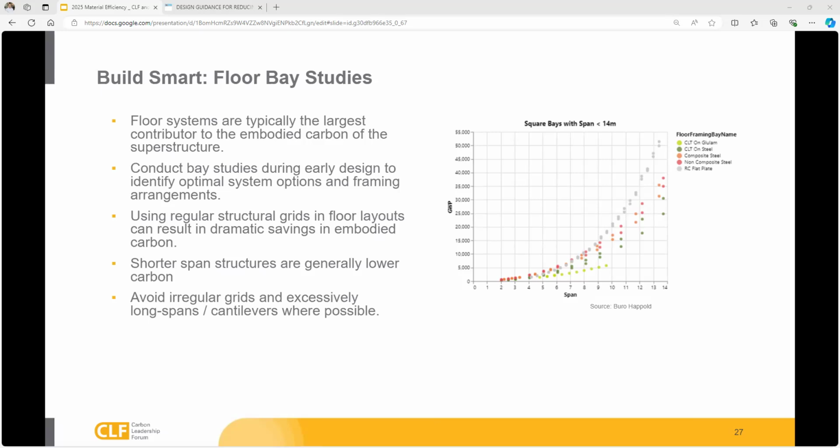As a general rule, shorter span structures are generally lower carbon. What this chart is showing you is that it's not a straight line. This is based on a tool that we developed. It's GWP based on different systems for span dimension, and you can see the curve. It's kind of exponential with longer spans. Your embodied carbon intensity really begins to escalate. Try to avoid irregular grids and excessively long spans and cantilevers where possible.